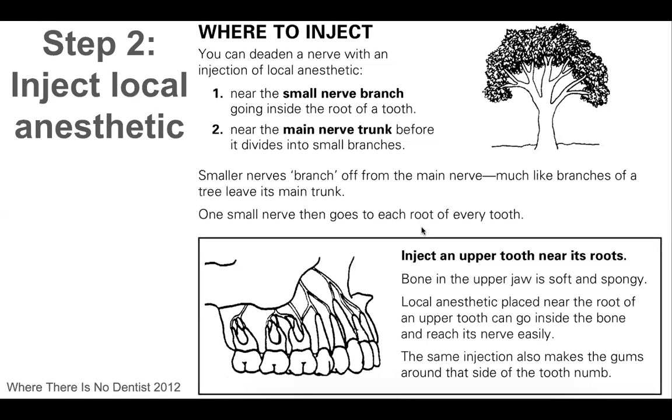For upper teeth, inject the local anesthesia near its roots. The bone in the upper jaw is soft and spongy. Local anesthetic placed near the root of the upper tooth can go inside the bone and reach its nerve easily. The same injection also makes the gums around that side of the tooth numb.